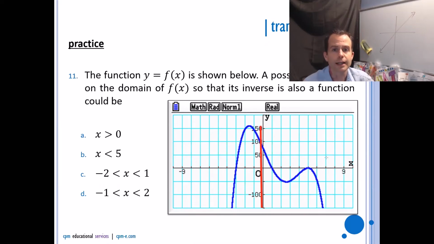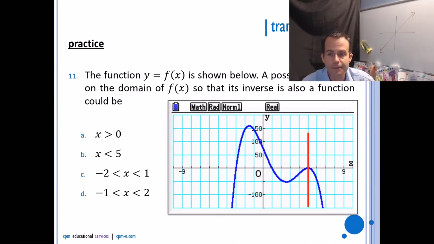If I did x is less than 5, 1, 2, 3, 4, 5. So I cut at the vertex there, but when I go less than 5, I have still this change of direction down here and this change of direction up there. So that wouldn't work. I could have done greater than 5. That would have been okay, but less than 5 doesn't work.